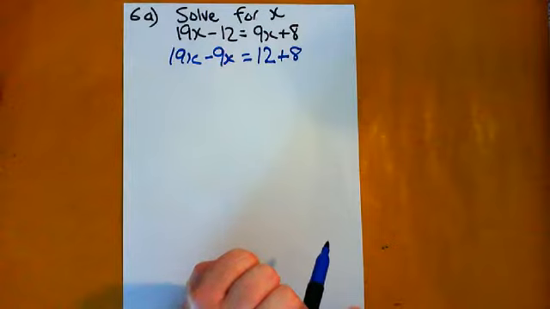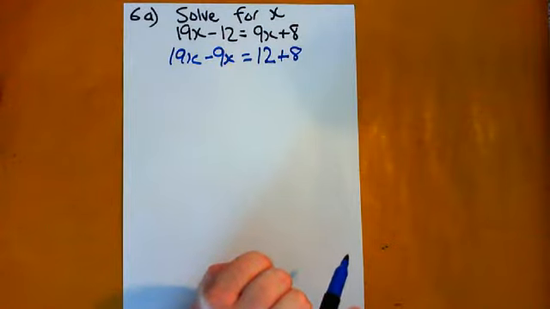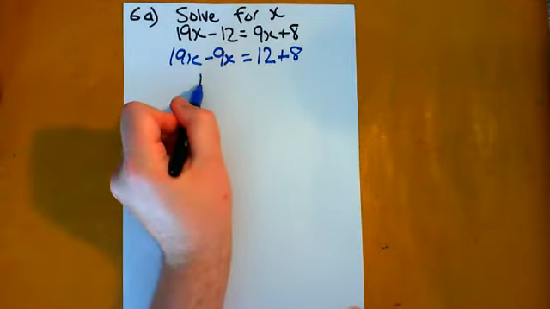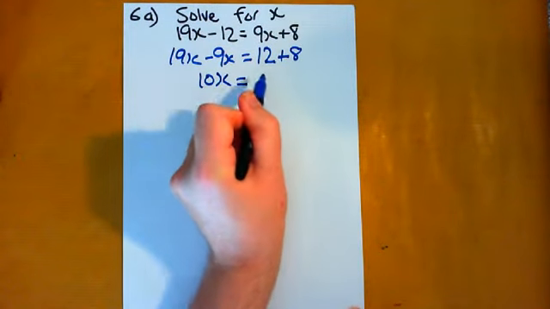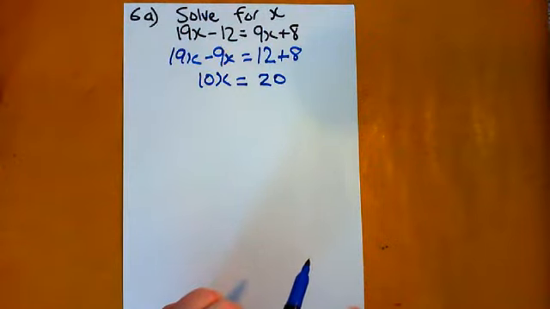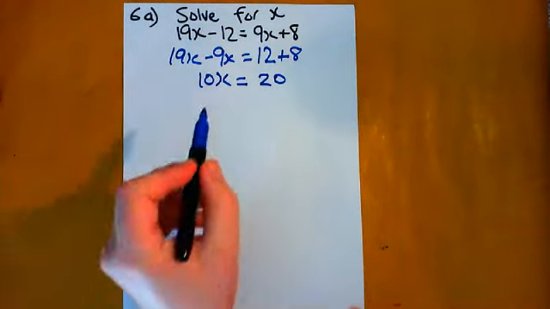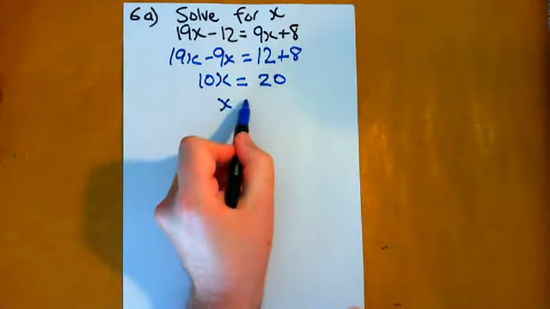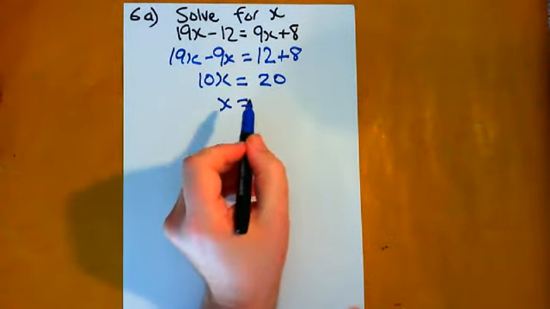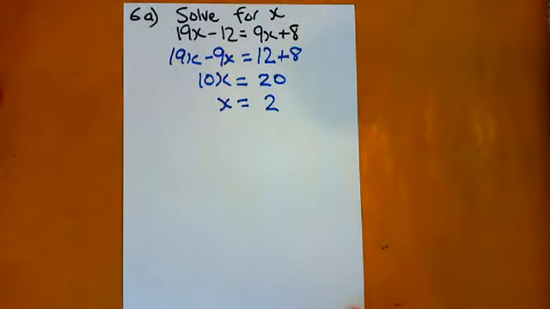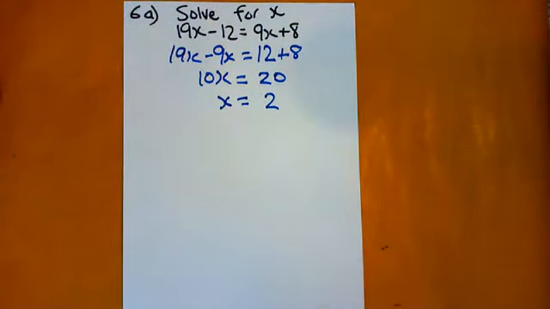And now we can work out each side of the equation. 19x minus 9x gives us 10x, equals 12 plus 8 is 20. So we can divide both sides by 10. So 10x divided by 10 is x, equals 20 divided by 10 gives us 2. So x is 2, so 2 is our number.